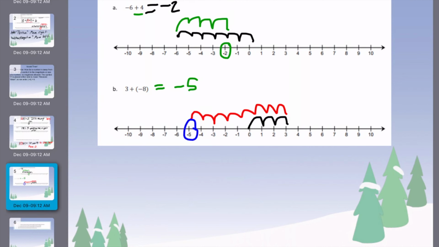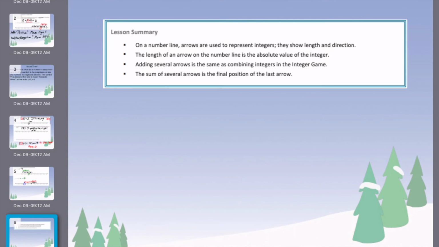So let's go to our lesson summary for today. On a number line, arrows are used to represent integers. They show length and direction. So even though I was using bumps, you can also use arrows. That is also fine. The length of an arrow on the number line is the absolute value of an integer. Remember that distance away from 0.